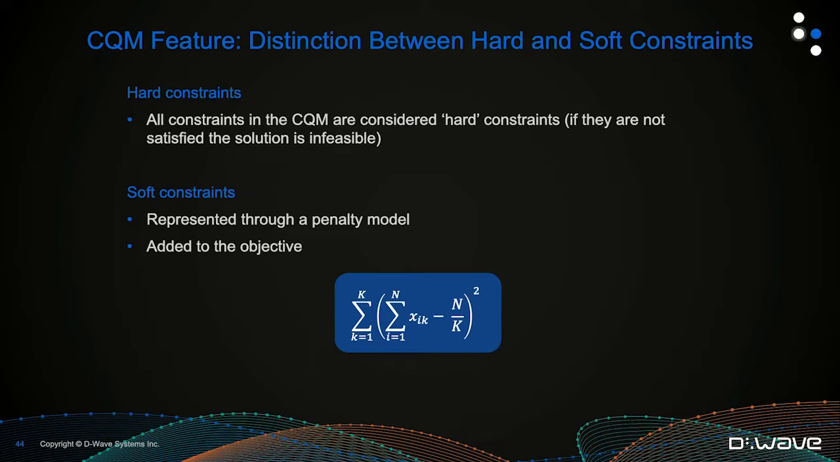And the way we would do that is just through the old way. So we would construct a penalty model, and instead of adding it to the constraints, we would add it to the objective. The box here is one example of a penalty model for an equality constraint. So if we wanted to add that soft constraint, we would multiply it out and add it to the objective the way we're used to doing.